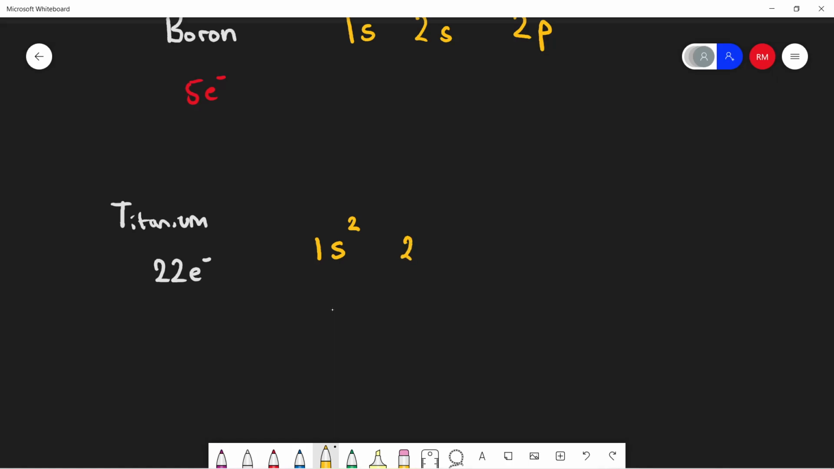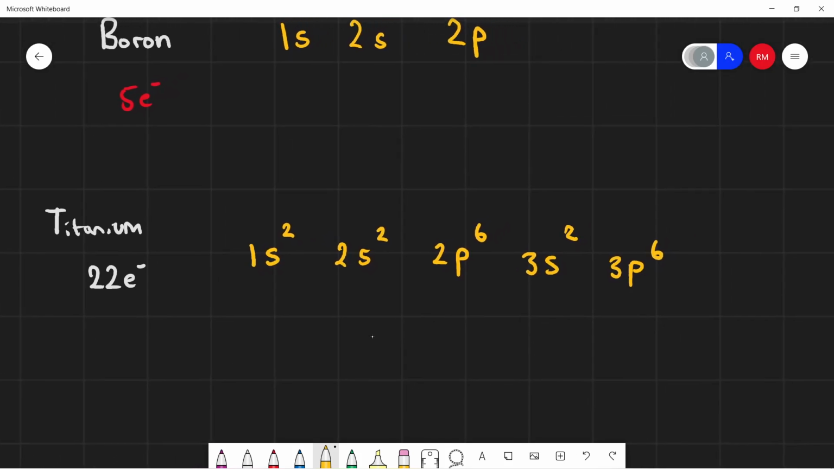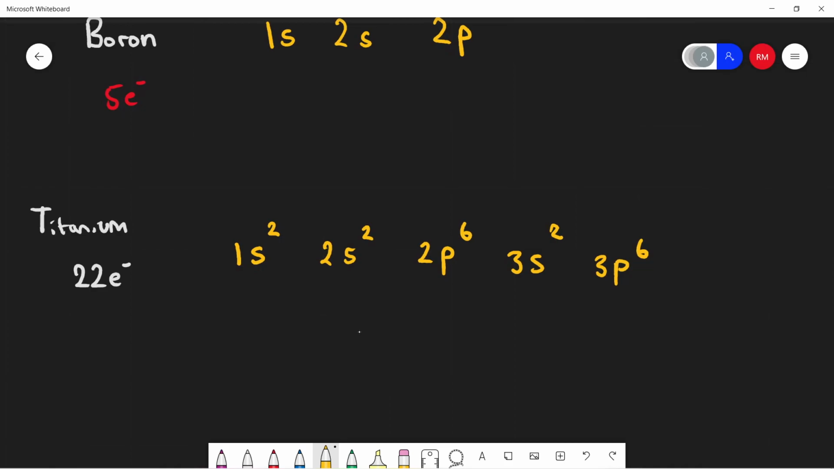1s2, 2s2. How many does the p go up to? It goes up to 6, and then we go back to the 3s. 3s2, 3p6. Now, from 3, we start having d orbitals, and there's the thing about the 4s orbital, right? And it's the fact that the 4s orbital actually is of a lower energy than the 3d. So the 4s is filled before the 3d.